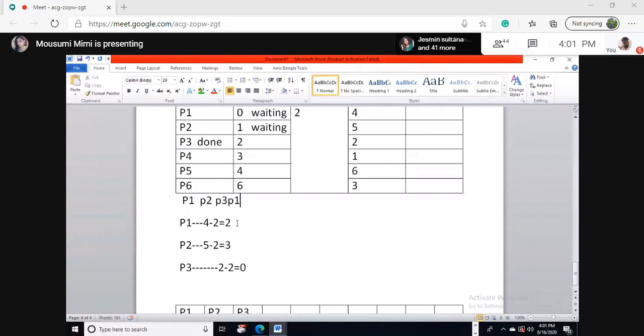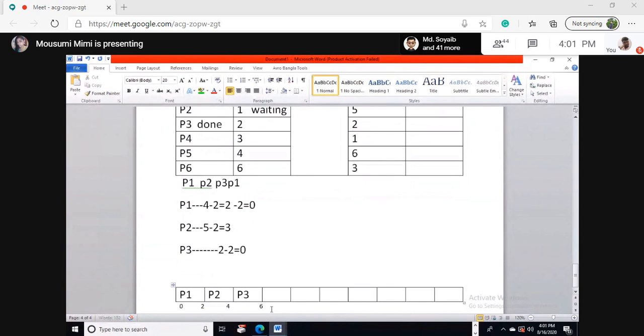Again I go for process 1 and the remaining time of process 1 is 2. So 2 minus 2 equals 0. So I will place here my process 1 and it ends at 8.